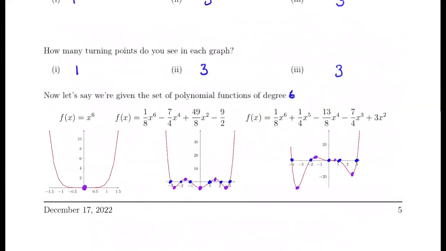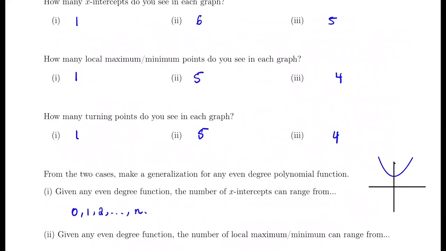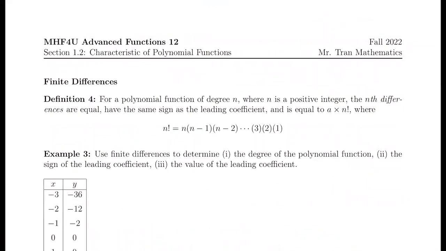Now the last topic that we're going to talk about for today is going to be finite differences. So we had a look at finite differences in previous years, when we saw that if the first or second differences are constant, then it's a quadratic function. But if the finite differences you're given are not constant, then it's not going to be a polynomial function. So the definition of finite differences is as follows.